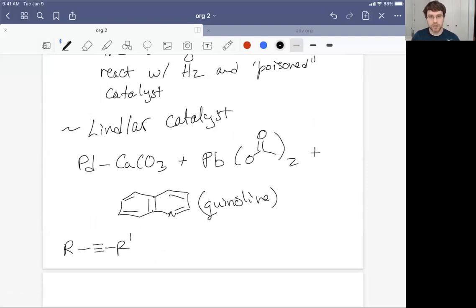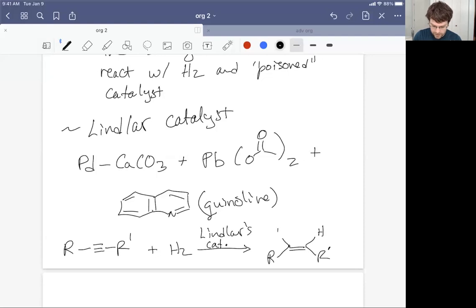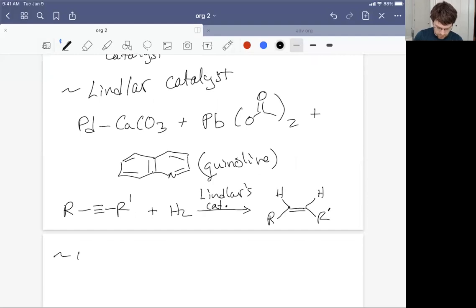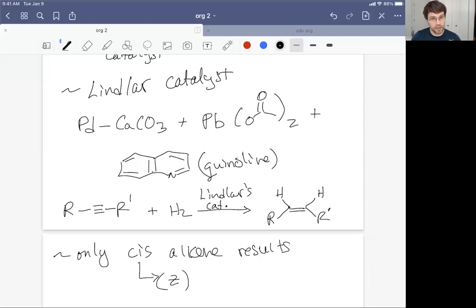Well, if we've got our differentially substituted molecule and we add H2, and I'm going to write over the arrow Lindlar's catalyst, cat with a period, what we get is an alkene. But it's not just any alkene, it is a cis alkene. So only the cis alkene results. And cis is always Z. So we only get a cis alkene.